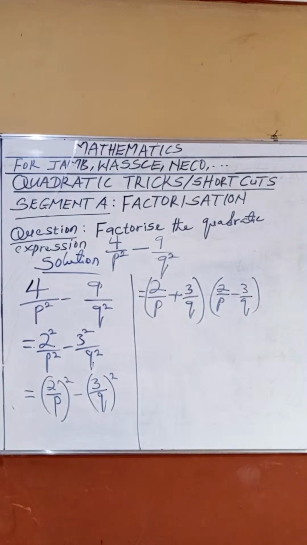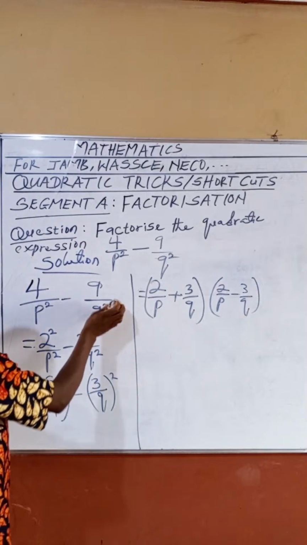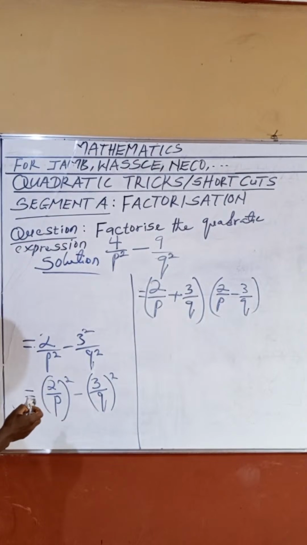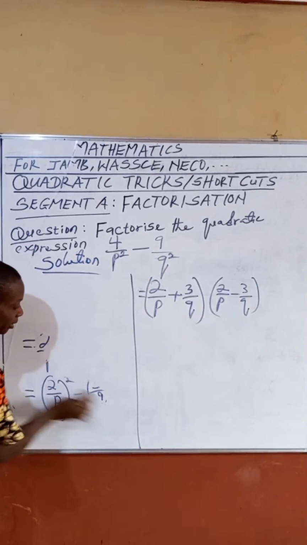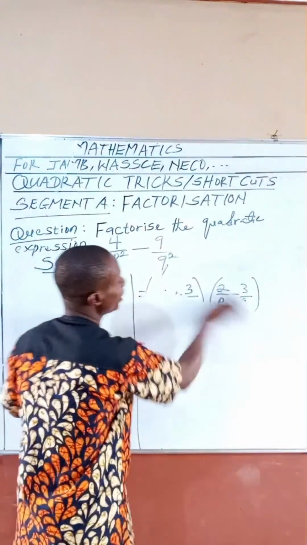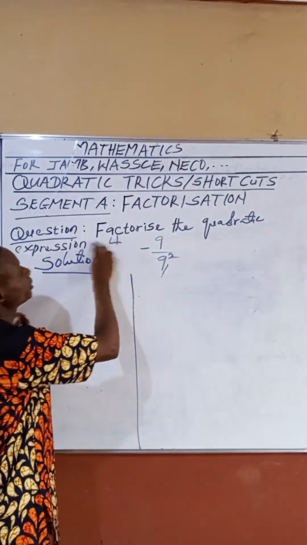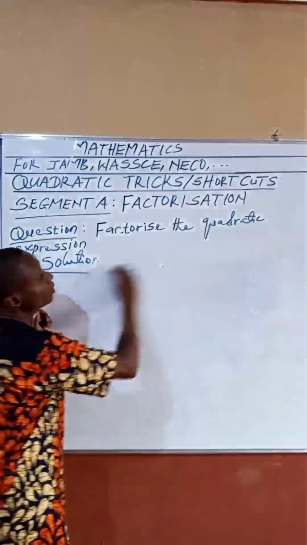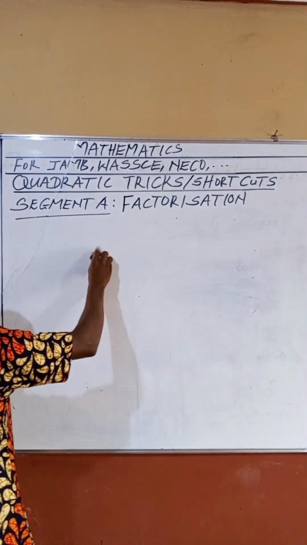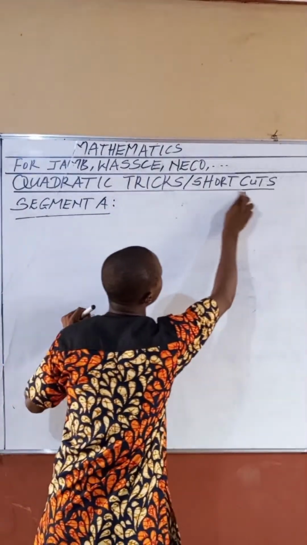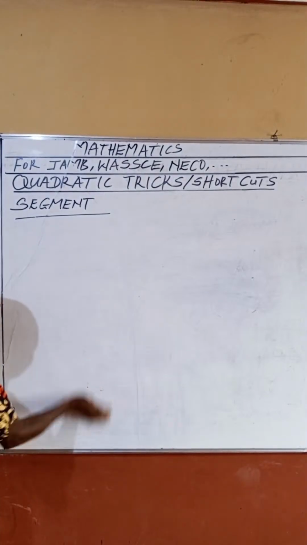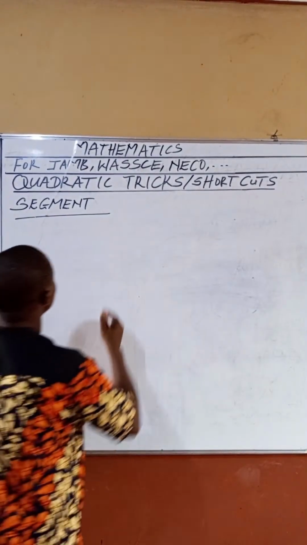Sometimes we may not be given perfect squares. I think we have already done that in the first segment. I do hope you watched it, but don't worry. Stay to the end. I will do a review of the first part for those who were not here, because I know most of us were not here when we started. So we are going straight to formation of quadratic equation. That's segment B. Let's look at how to form quadratic equations.